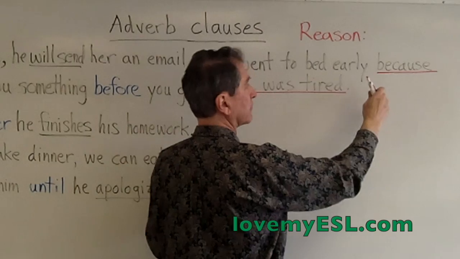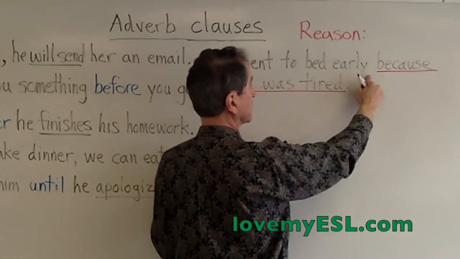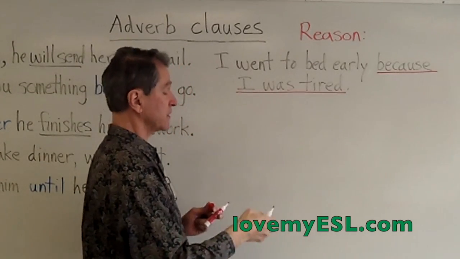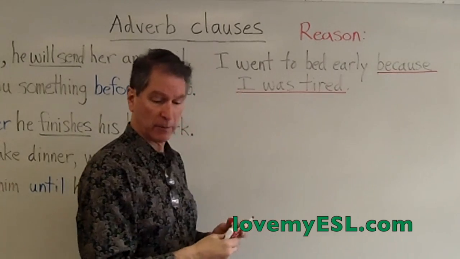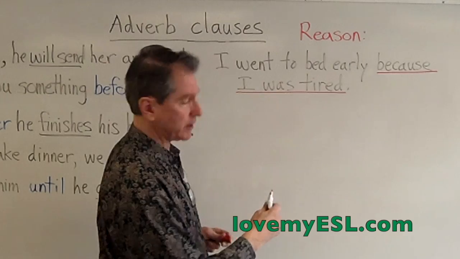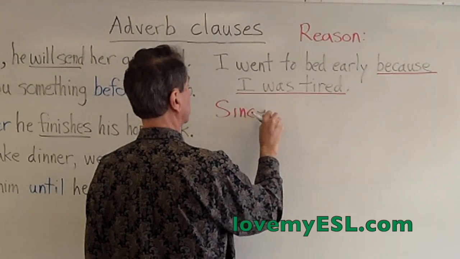Now you'll notice that the adverb clause comes second, so there is never a comma before because when it's in that part of the sentence. There are two markers for reasons. The other one is since. And let me talk about since just for a minute here. Let's say, since you are here, I'm going to put that in red, I like red.